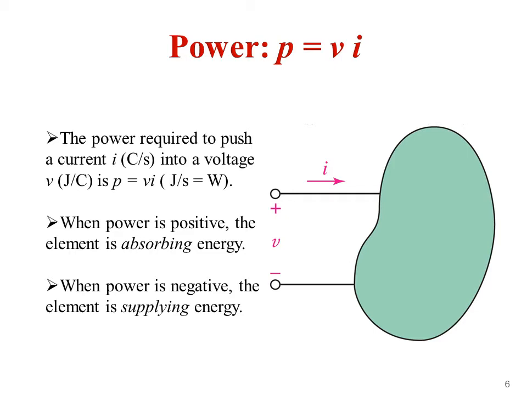When the power is positive, the element is absorbing energy. That is, if we pass a current through a particular element, calculate the voltage there, and calculate the power, and it is positive power, then we can conclude that the element is absorbing energy. At the same time, when the calculated power is negative in a particular element, we can say that the element is supplying energy.